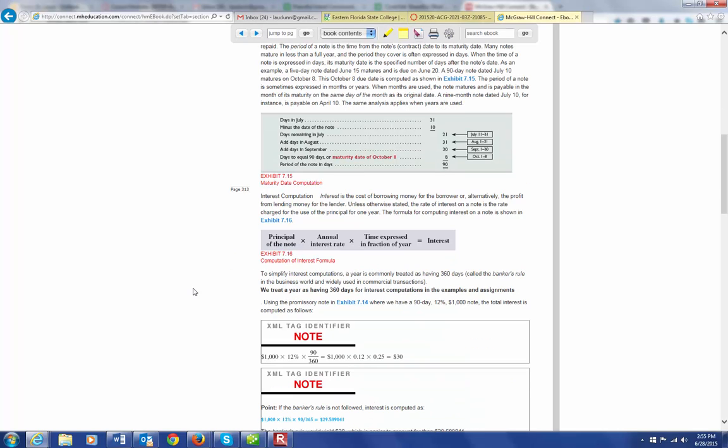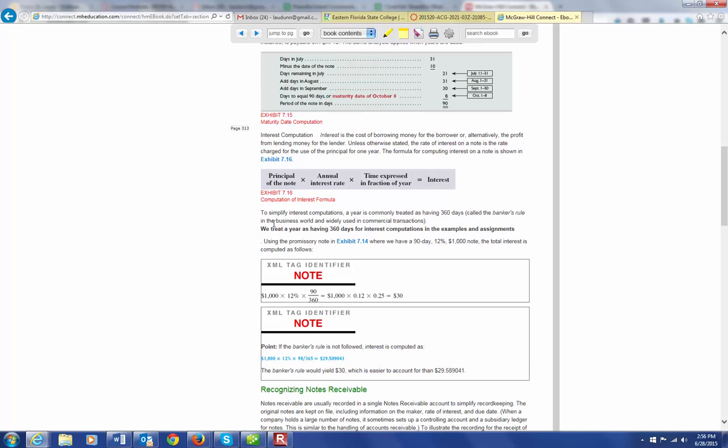To figure out the amount of interest that's going to be owed on this particular transaction, obviously interest is the cost of borrowing money for the borrower. For the lender, it is revenue to the lender. And what we do is we take the principal, in this case it was $1,000, the annual interest rate, 12%. So you're multiplying principal by the interest rate and the amount of time that's involved to get the dollar amount of interest. This explains that often we use 360 days instead of 365 in a year.